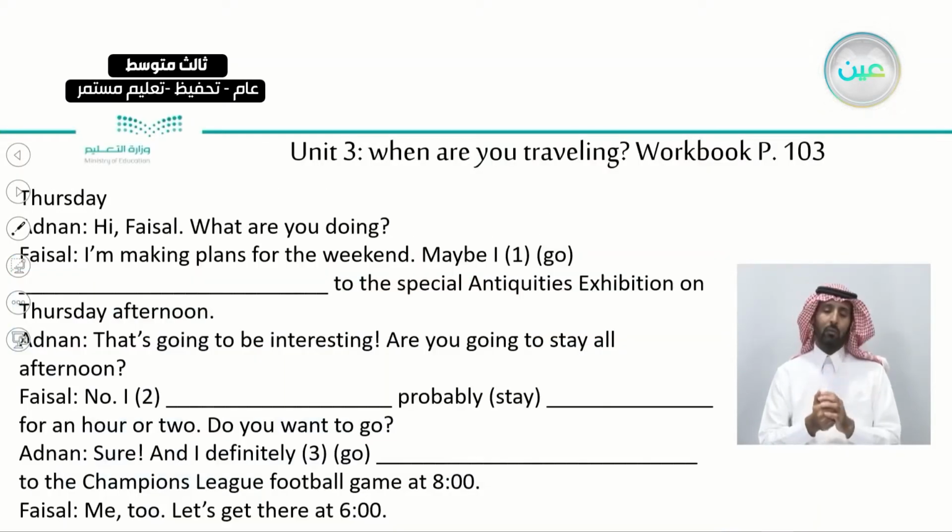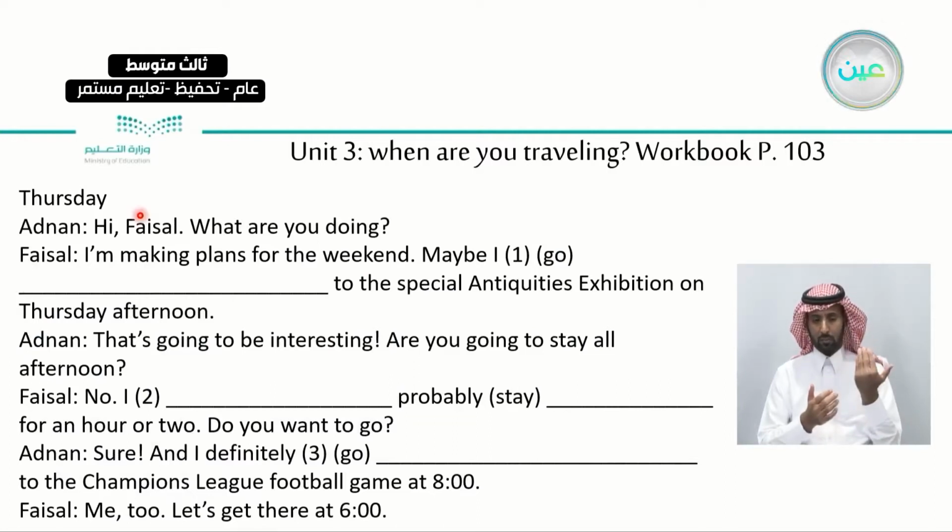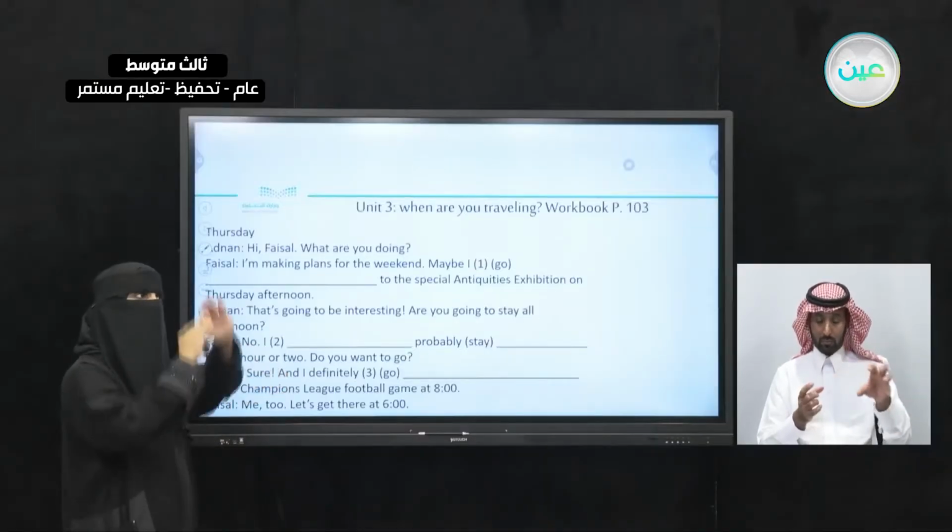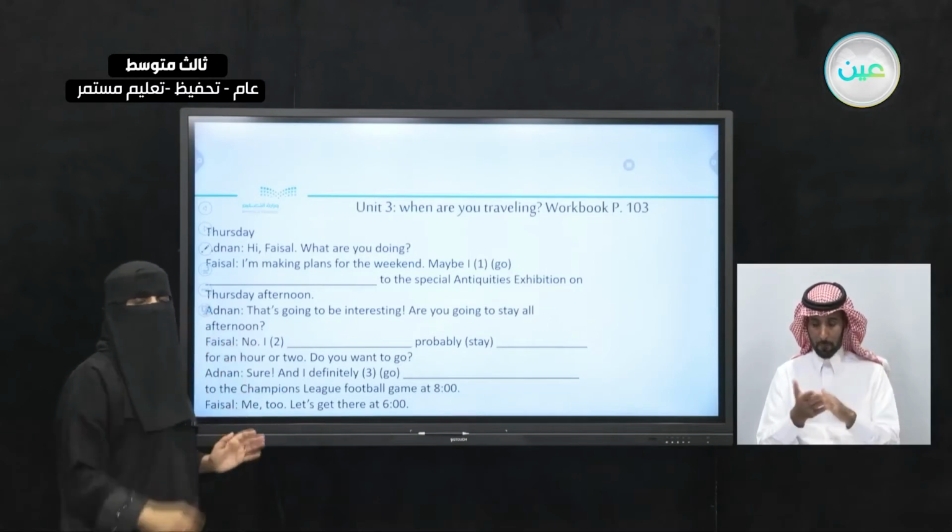Okay, we have Thursday, this is the date, and we have this conversation, so you have to fill it out. And you have the verb. If it's probably, then you will use stay without ing, and before it you will use will. I will probably stay. So continue the other things and look back at the table to answer it.